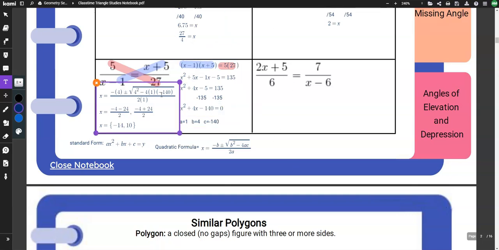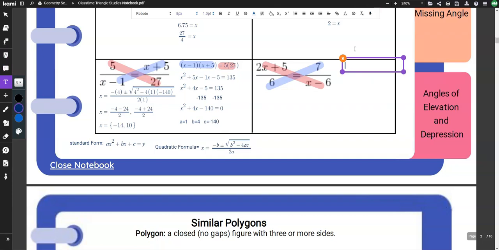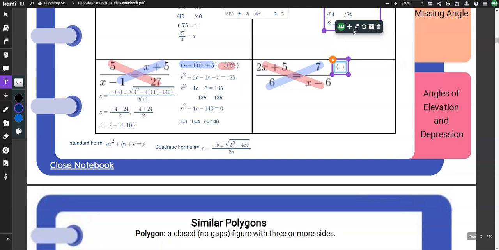All right, on the final one, we have (2x + 5)/6 = 7/(x − 6). So first I'm going to highlight my terms, doing the cross product property, simply because it tells me to. And then I am going to do the multiplication. So we have (2x + 5)(x − 6) = 6 × 7. And then we're going to do our double distribution.